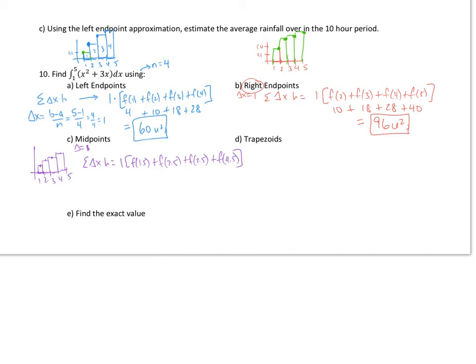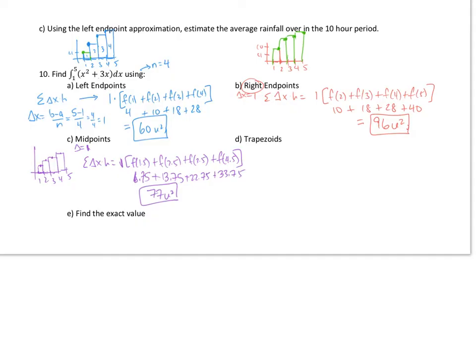So when I plug 1.5 into my equation, I get 6.75. When I plug in 2.5 into my equation, I get, so this will be plus 13.75. 3.5 comes out to be plus 22.75, and then the last one comes out to be 33.75. Okay, taking the sum, I end up with 77 square units. Hopefully you guys double check me on that. I did that rather quick.